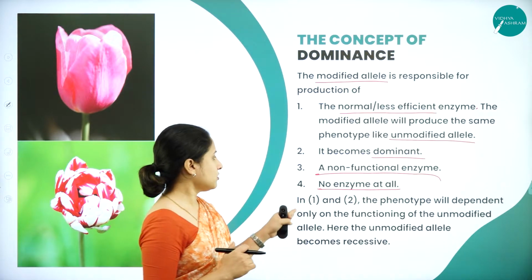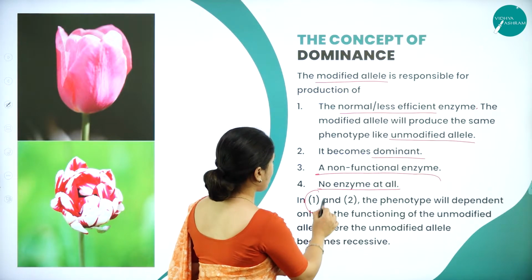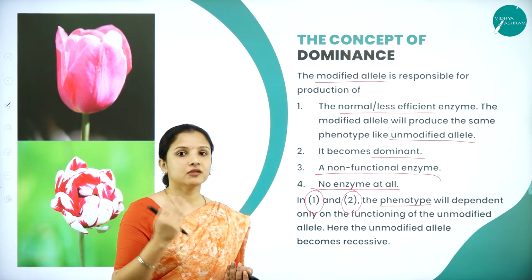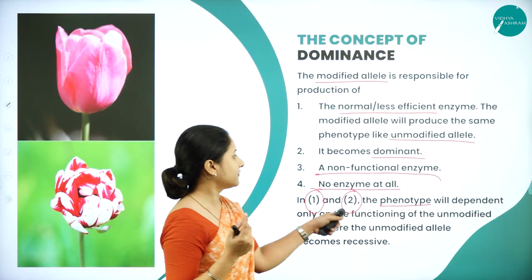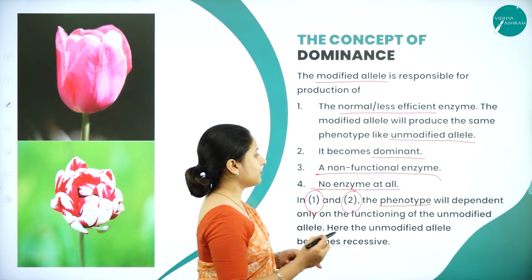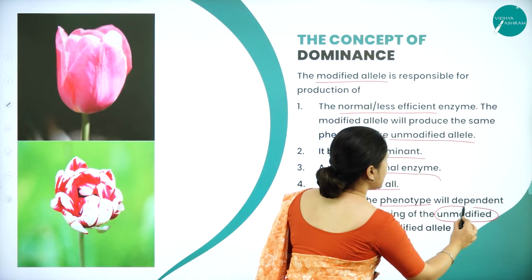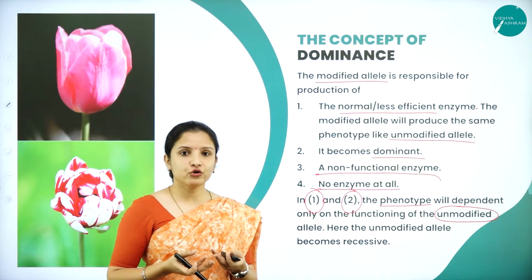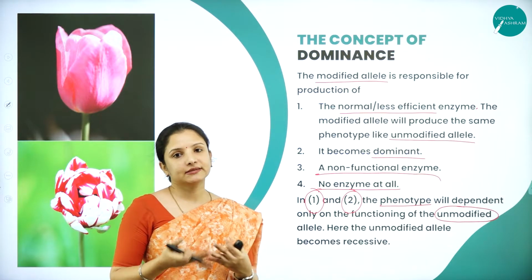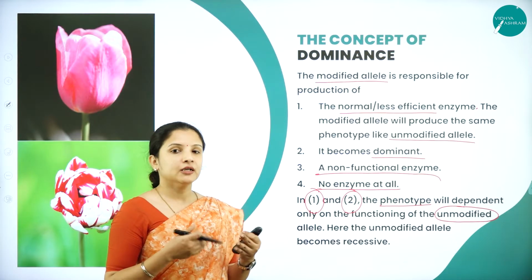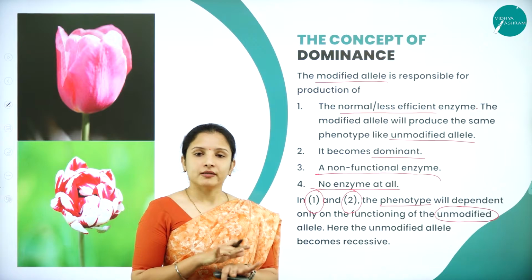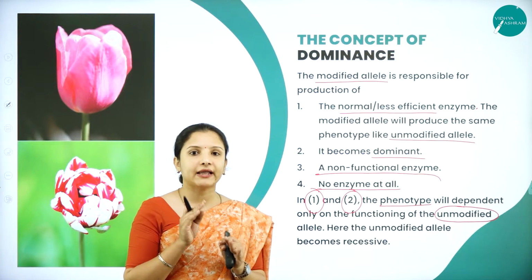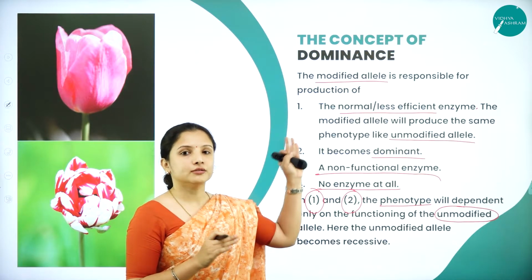So this is all that happens in the concept of dominance. Here, in the first and the second point, if you notice, the phenotype that will be produced, if the parent allele is modified, will be dependent on the functioning of the unmodified allele. This is the beauty of a plant body or a human body. A DNA tries to repair itself, a number of times it tries to repair. So if there is any modification in the gene, nothing will happen to the plant, because the unmodified allele will suppress the modified allele. The modified allele will become recessive. That is what the concept of dominance means.